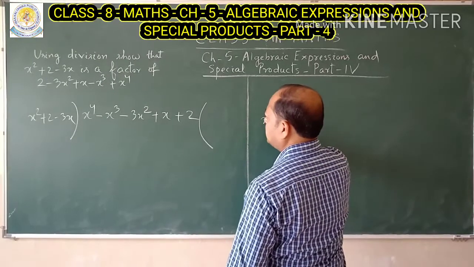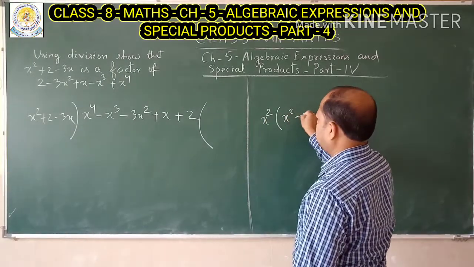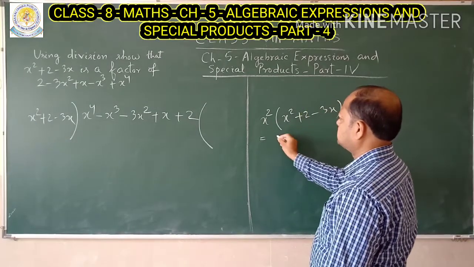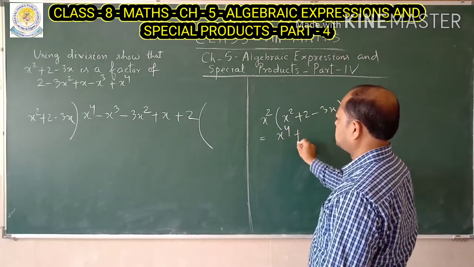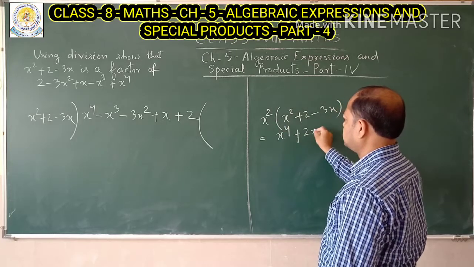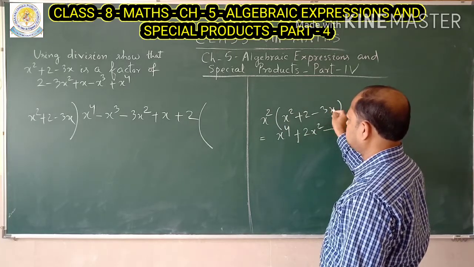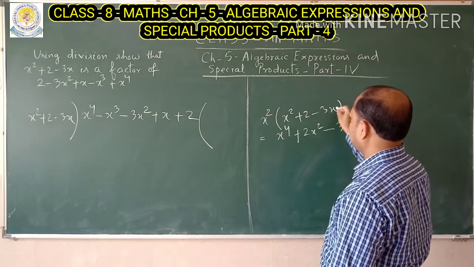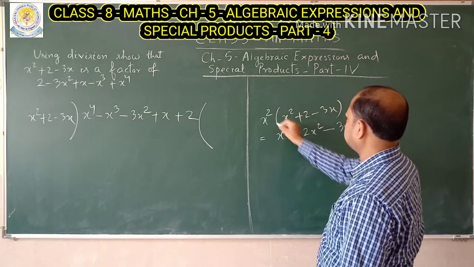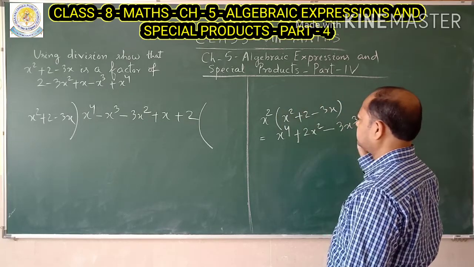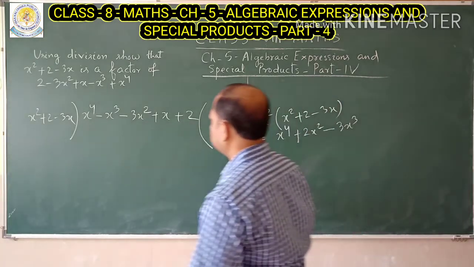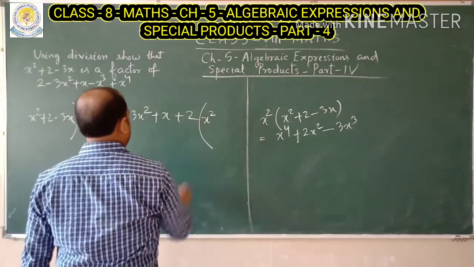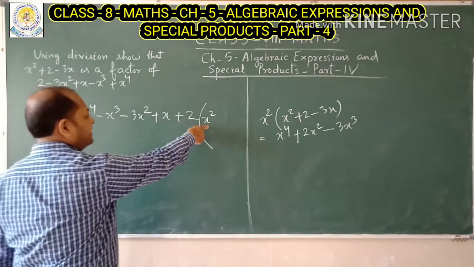If I multiply x square with x square plus 2 minus 3x, how much is it? So x square into x square will be x to the power 4, plus x square into 2 is 2x square, and minus 3x and x square is minus 3x cube, because x to the power 1 is here and 2 is there, so minus 3x to the power 3. So write the answer here now. We have multiplied the term x square.